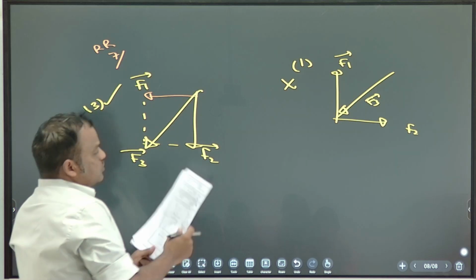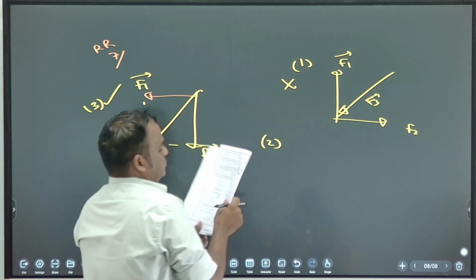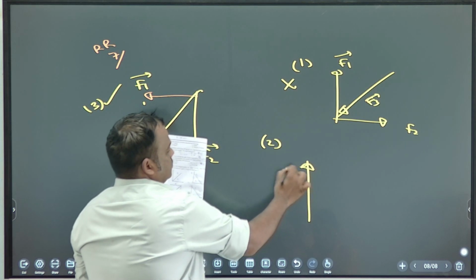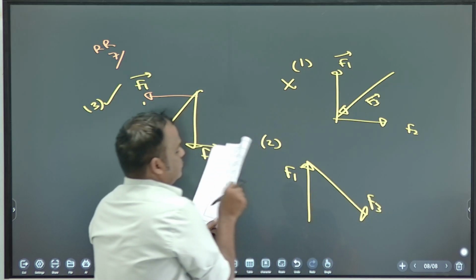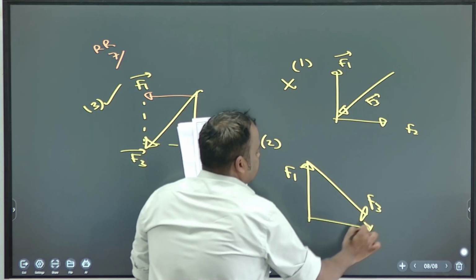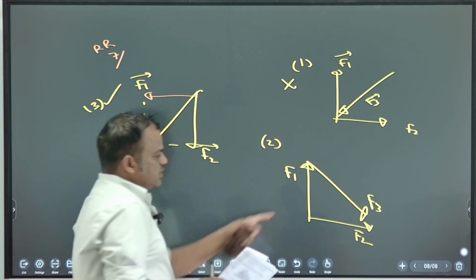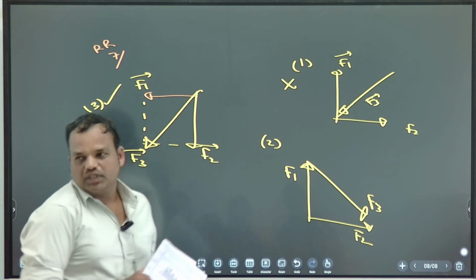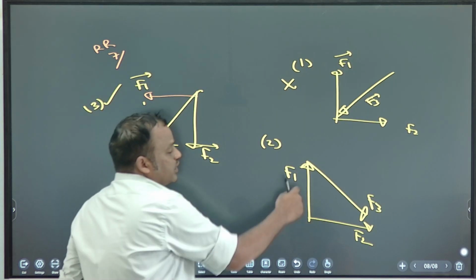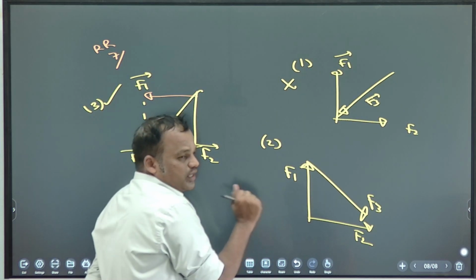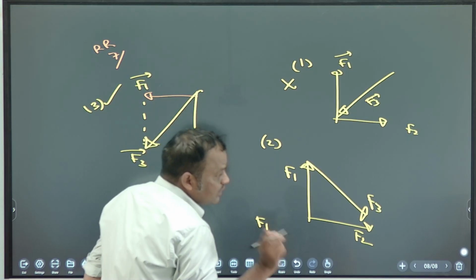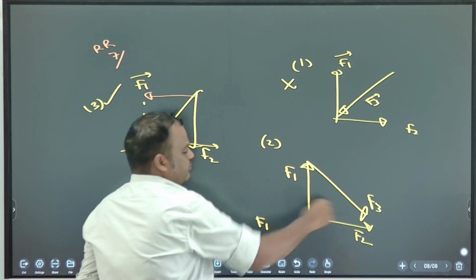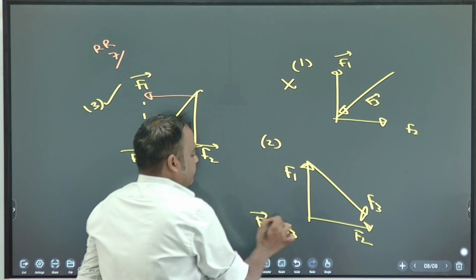What is wrong with 2? F1, F3, F2. This is a triangle law. But what is the relation? Which two are in the same order? F1 and F3. Very good. So F1, F2.